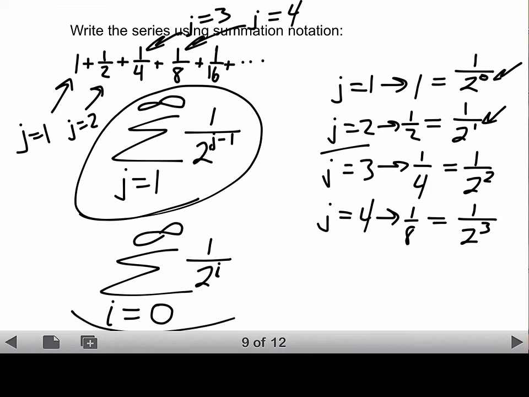So either of these two, the sum is j goes from 1 to infinity of 1 over 2 to the j minus 1, or the sum is I goes from 0 to infinity of 1 over 2 to the I. Either one of those would be fine with me.